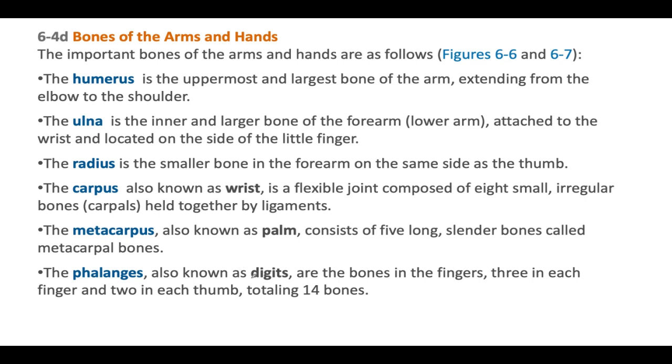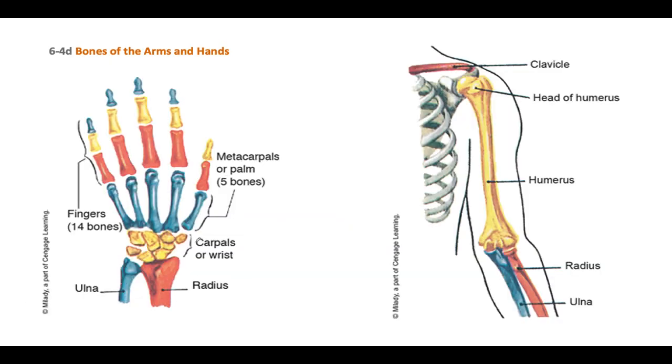Then we have what we call digits, which are the fingers, and those are called phalanges. The phalanges are the bones in the fingers, 3 in each finger and 2 in each thumb, totaling 14 bones. So how many phalanges do we have? 14. So again, we take a look at our 14 bones, which are the 14 phalanges. 1, 2, 3, 4, 5, 6, 7, 8, 9, 10, 11, 12, 13, and then 14.